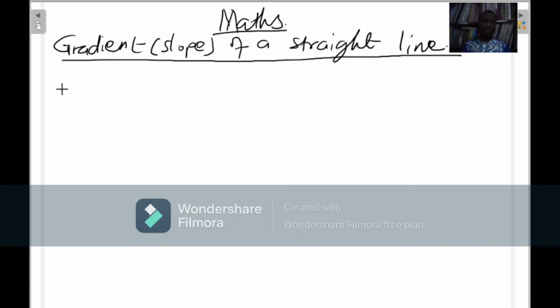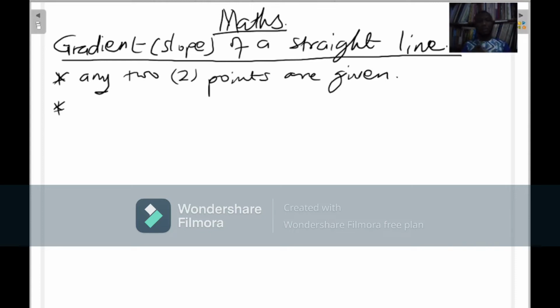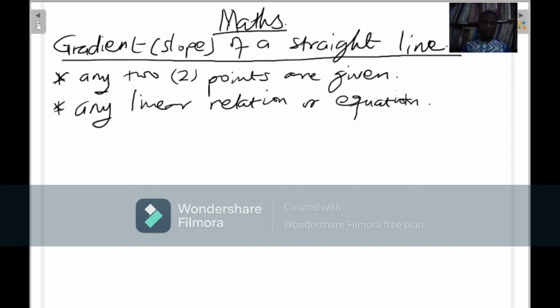So the gradient of a straight line can be determined when 2 points on the line are given. It can also be determined from any linear relation or equation, or from a linear graph. And last but not least, it can be determined when given the angle the line makes with a positive x-axis in the Cartesian plane, so when given the angle of slope.